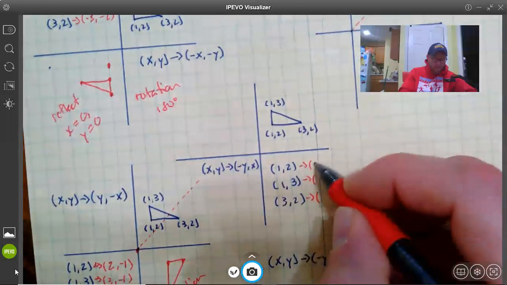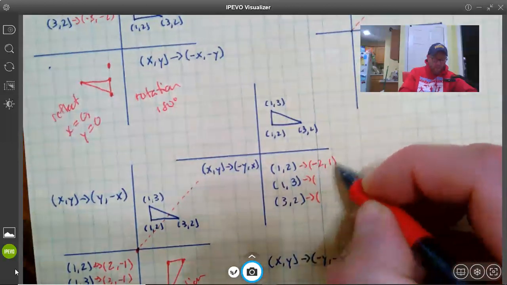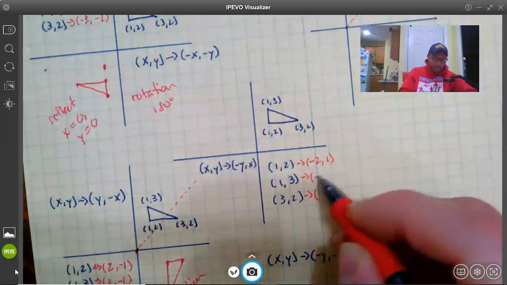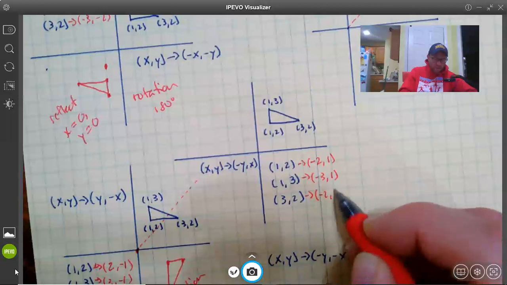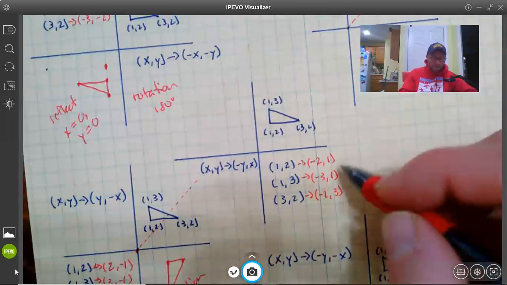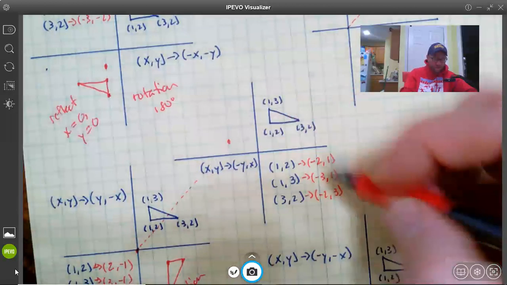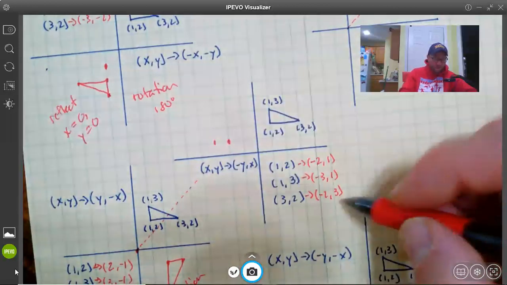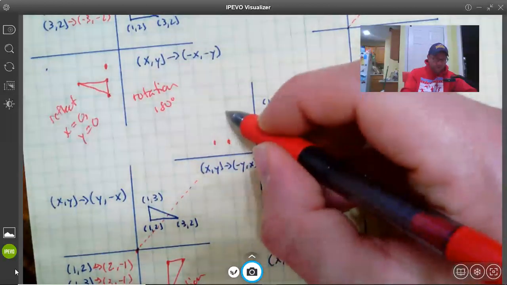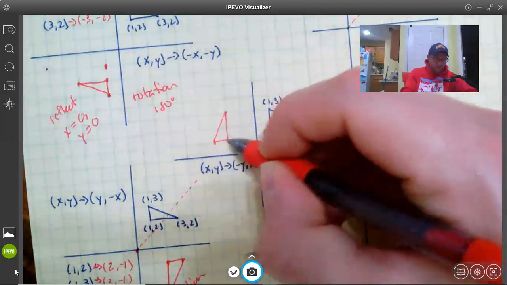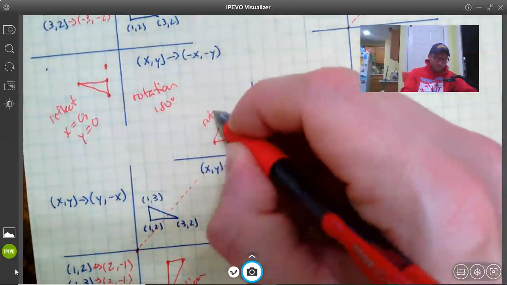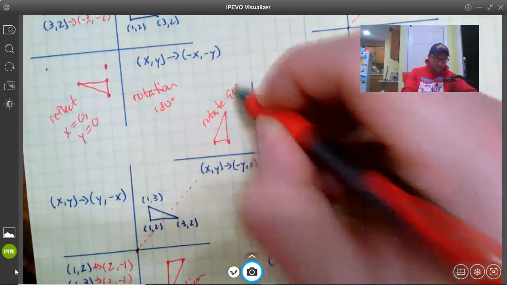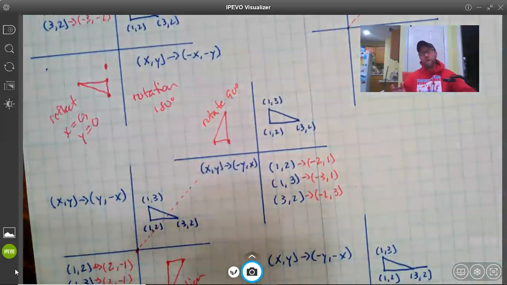So flipping it becomes 2, 1, but the 2 is negative this time. 3, 1, but with the 3 being negative this time. And 2, 3, but with the 2 being negative this time. So let's see, it's negative 2, 1, negative 3, 1, and negative 2, 3. There we go. And this is a rotation. And this is a 90-degree rotation. And when we say it's positive, rotations are counterclockwise.